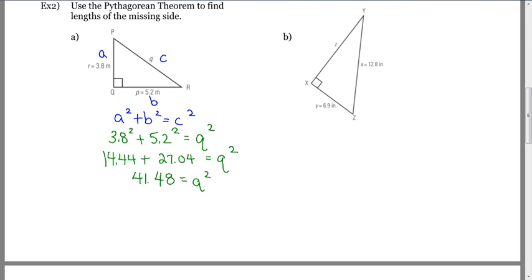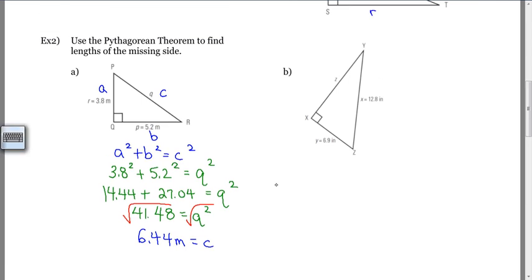Now, we want to get q by itself, but there's a little 2 there represented by squared. The opposite of squaring something is square rooting. So we're going to square root q squared, but what you do to one side, you must do to the other. So, square root of 41.48 is going to be 6.44 meters equals c. So that length there represents 6.44 meters.